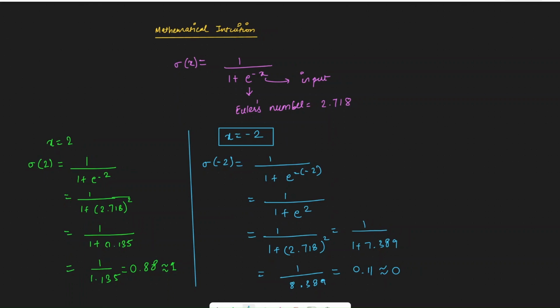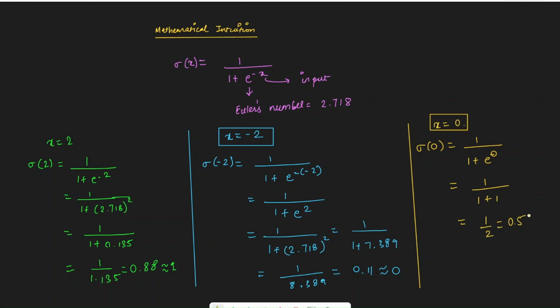Now let us take the last value of x. That value would be x is equal to 0. So now we have to find sigma of 0, which is equal to 1 upon 1 plus e to the power 0, which is equal to 1 upon 1 plus 1, because anything to the power 0 is 1. That is equal to 1 by 2, which is equal to 0.5. So when x is 0, then it is 0.5. When x is a negative value, we are getting a value close to 0. And when x is a positive value, then we are getting a value which is close to 1.